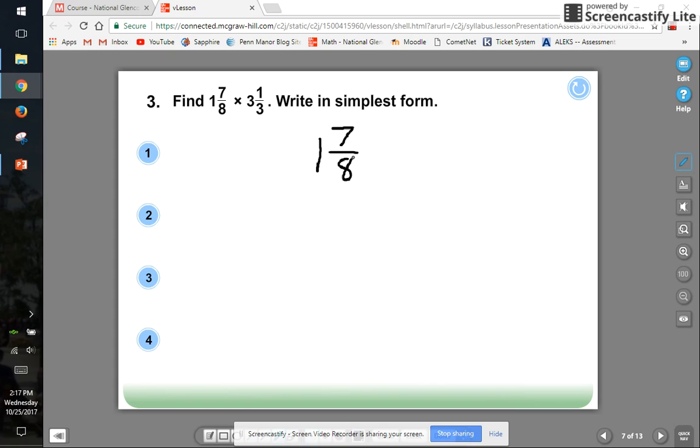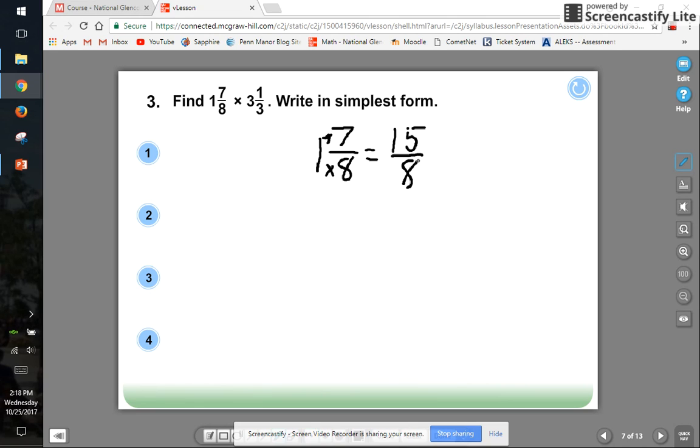I would take 8 times 1. So the denominator times the whole number, that's 8. And then add an additional 7 to that. So that's 15. So that would be 15 over 8. And I would do the same thing for the 3 1/3.